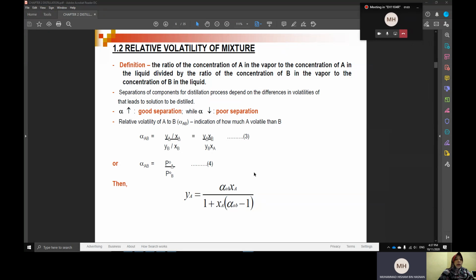All right. So we're going to continue on the relative volatility of mixture. Okay, because this is a very important topic for designing your distillation column actually. So when you design the distillation column, you need to know about this, about the relative volatility.